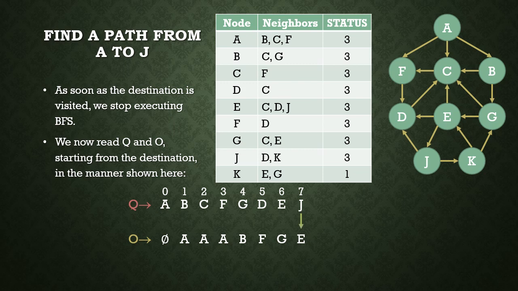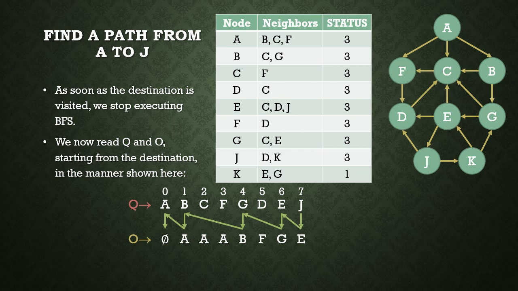Start from J. Go to the corresponding entry in O. You get to E. Now find E in Q. Here it is. Go to the corresponding entry in O. We come to G. Find G in Q. Here it is. Go to the corresponding entry in O and you come to B. Find B in Q. Here it is. Go to the corresponding entry in O and you have A. Find A in Q and go to the corresponding entry in O. When you reach the null character, the path is complete.